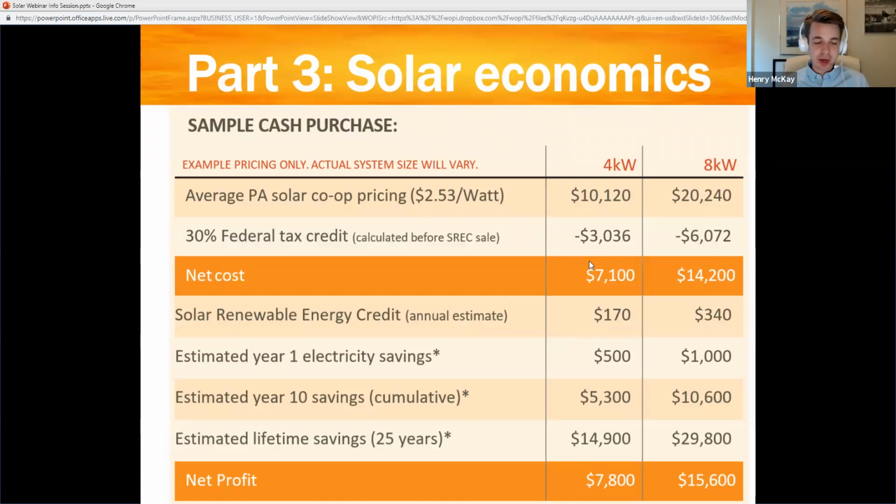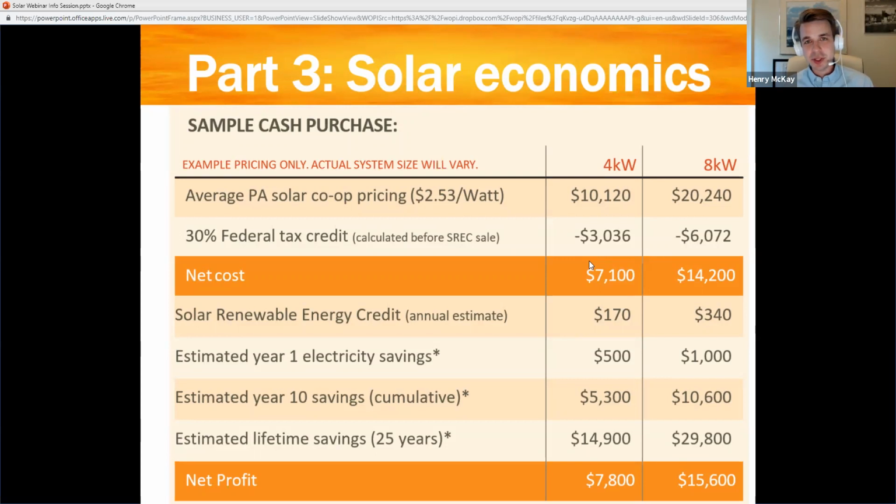Utilities are buying these SRECs as a way to meet some regulatory requirements. Essentially, Pennsylvania has said all our big investor-owned utilities need to get at least 0.5% of their energy that they sell from solar by 2021. Because utilities in Pennsylvania can't build their own power plants, they can't build their own solar farm to count against that goal. What they do is they buy SRECs from existing solar owners, like potentially you.